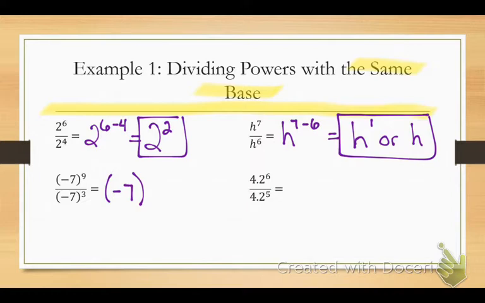Again, the order matters. You're going to see this later in Chapter 8, guys. It's always numerator minus denominator, even if that means it's going to be negative. It won't be in this lesson, though. They'll never be negative in this lesson, but they will be in a couple weeks. So negative 7, 9 minus 3. What's 9 minus 3? Negative 7 to the 6th power.